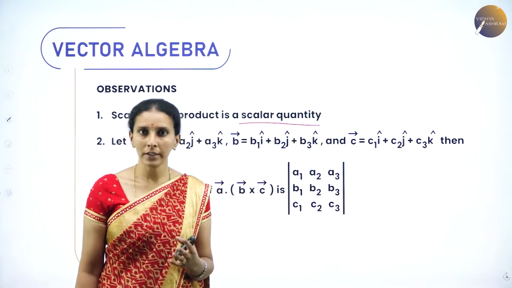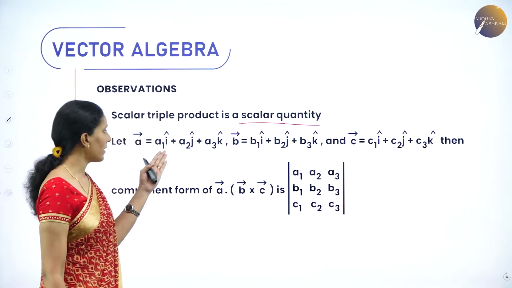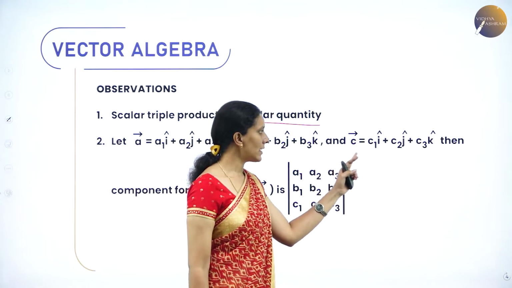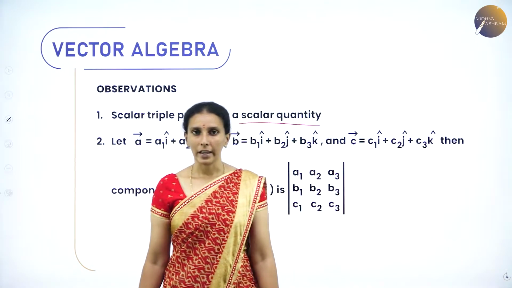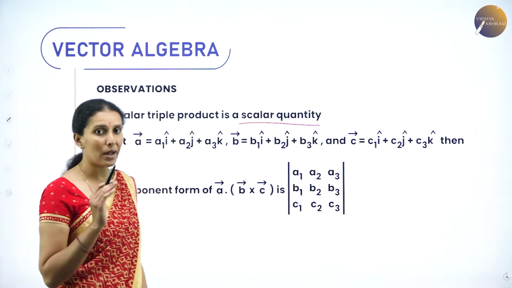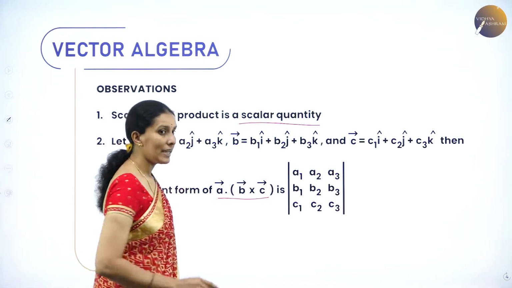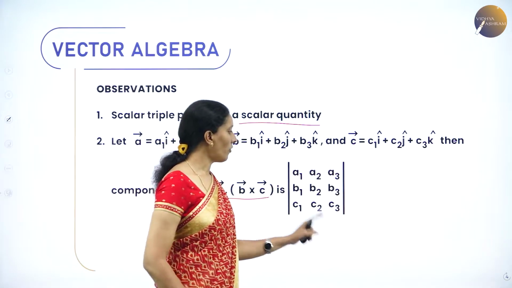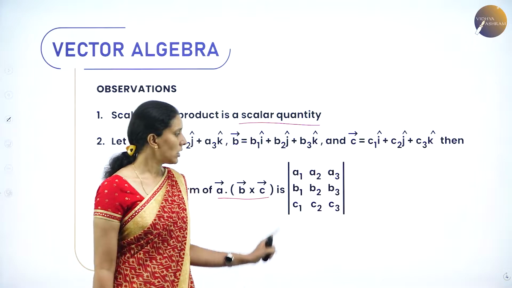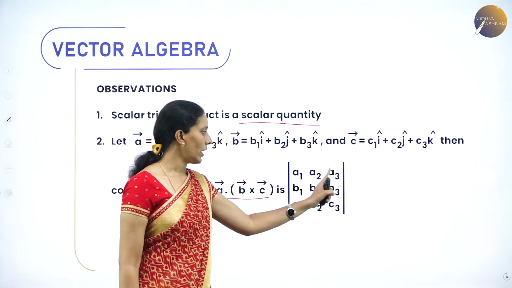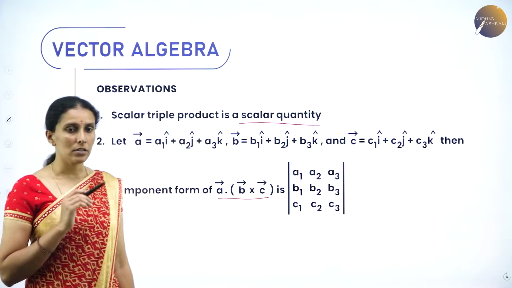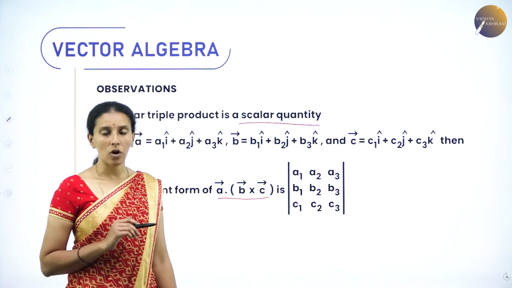Suppose I express all in component form. Let vector A be A1 i, A2 j, A3 k, vector B be B1 i, B2 j, B3 k, and C be C1 i, C2 j, C3 k. Then the scalar product A dot B cross C is nothing but the determinant of the vector A components, vector B components and vector C components, that is, A1, A2, A3, B1, B2, B3, C1, C2, C3 in the form of a determinant. This is how we evaluate vector A dot B cross C.